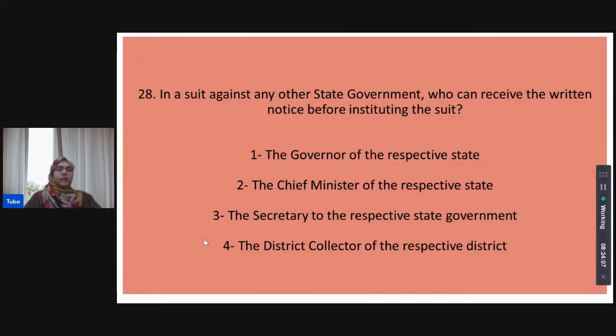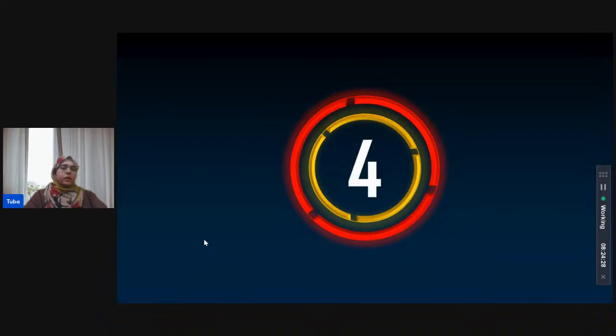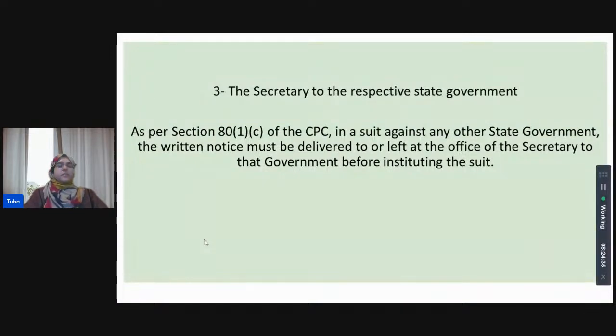Next question. In a suit against any other state government, who can receive the written notice before instituting the suit? Is it the governor of the respective state? Is it the CM of the respective state? Is it the secretary to the respective state government? Or the district collector of the respective district? So, which is the correct authority here who can receive it? Answer 3 is correct. The secretary to the respective state government, as provided in Section 81C.